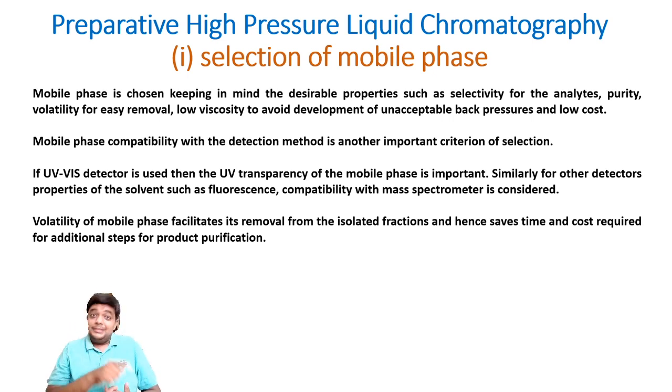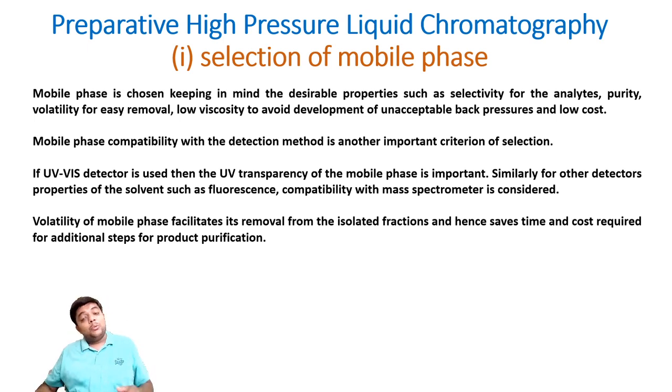If UV visible, this is the explanation. If a UV visible detector is used, then the UV transparency of the mobile phase is important. Similarly, for other detectors, properties of the solvent such as fluorescence and compatibility with mass spectrometer are also considered. Volatility of mobile phase facilitates its removal from the isolated fraction.